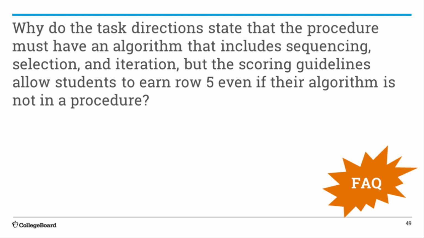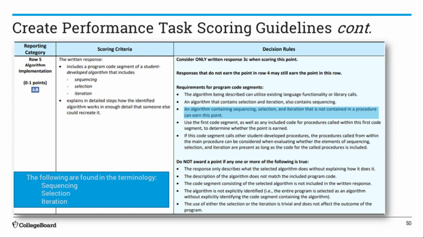This is the other question that we've seen a lot. There is a section on the scoring guidelines for row 5 that seems to be confusing some people, because it says that you can earn row 5 even if you don't have a procedure. This is me and the development committee allowing some leniency for students. Row 4 is about, do you know how to write a procedure? And row 5 is about, do you know how to write an algorithm? We try to separate these things out. That's why that bullet is there. Of course, if you have a procedure with an algorithm in it, then you get to earn 4 and 5.